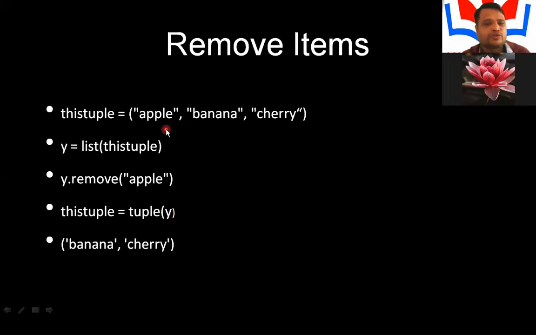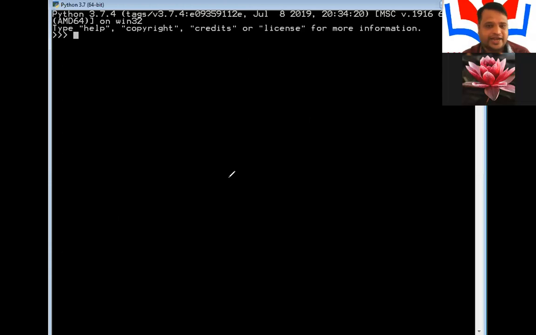How is it removed from the tuple? We convert the tuple into a list, and then we use the remove method. After removing an element, we convert it back into a tuple, and then we display the output here. So this is the theoretical explanation. Now we will practically implement this particular concept, so that you get a clear idea.